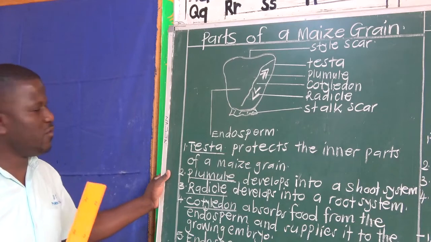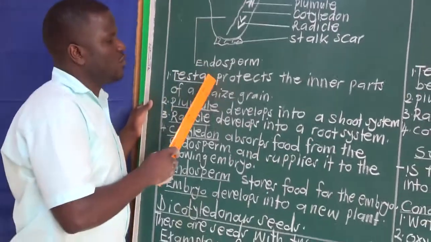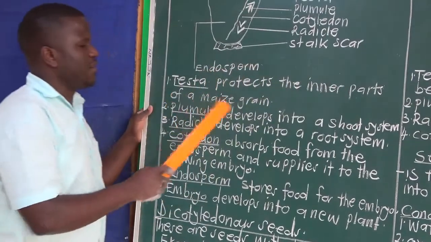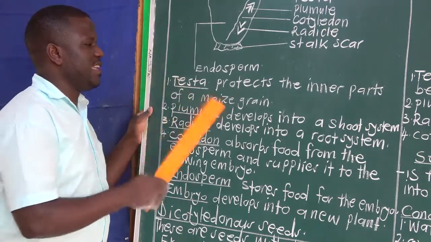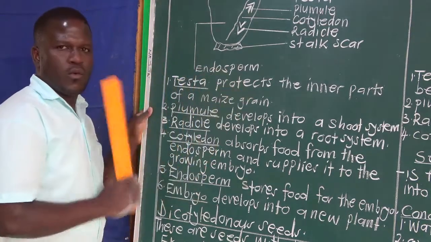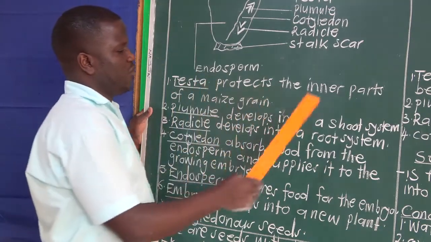Let's look at functions of every part. We have a part called tester or seed coat. The seed coat protects the inner parts of a maize grain. We have another part called plumule. The plumule develops into a shoot system.